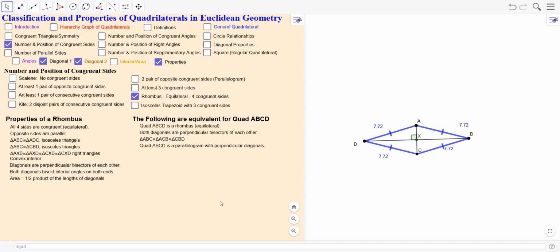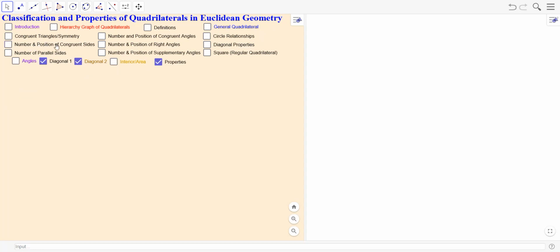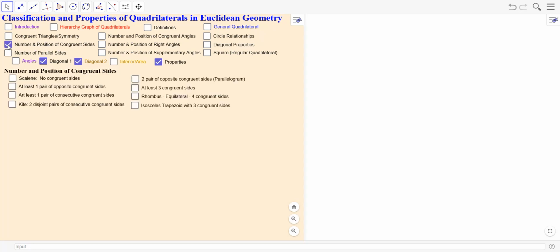And so the following are equivalent. Quadrilateral ABCD is a rhombus. It's equilateral. That's the definition. Or if you can say both diagonals are perpendicular bisectors of each other, that's enough to make it a rhombus. And if you get triangles ABC, ACB, CBD that are all congruent, that's enough. And if quadrilateral ABCD is a parallelogram with perpendicular diagonals, that's enough to make it a rhombus. So there are several ways to classify quadrilaterals based on the number and position of their congruent sides.